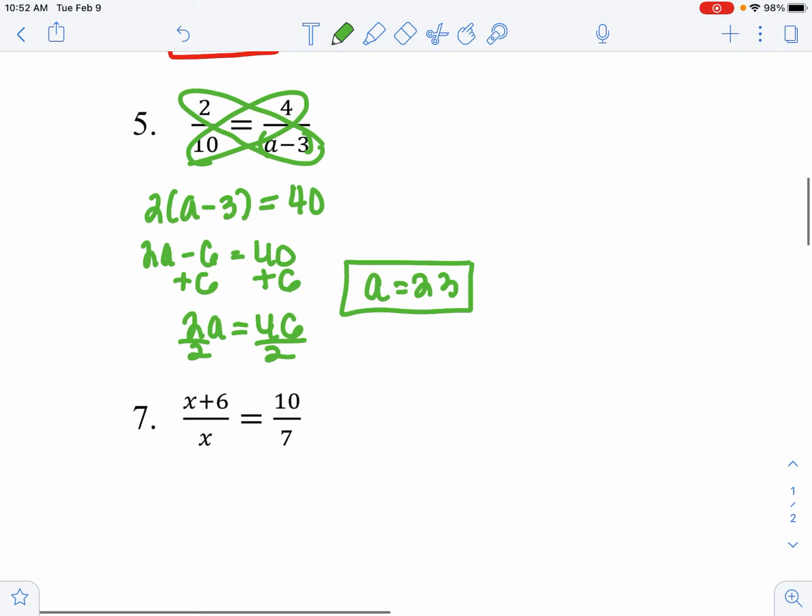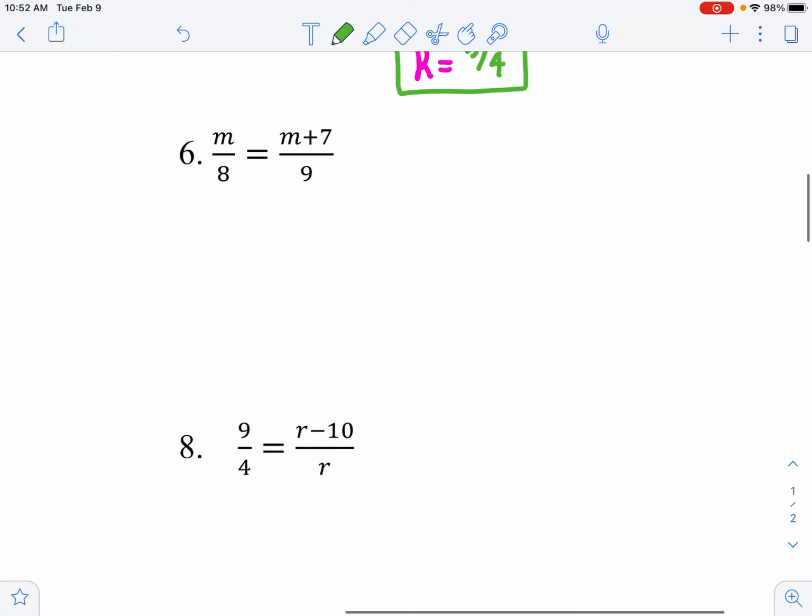You could also always check your answers by plugging it back in and seeing if it's true. If I plug in 23 for a right here, I get 4/20, which simplifies to 1/5, and so does 2/10. 2/10 also simplifies to 1/5, so it is true.